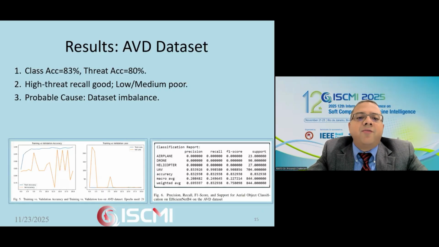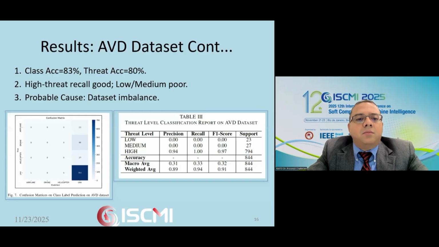The results we obtained for every dataset are about 83% object classification accuracy and 80% threat level accuracy. However, due to dataset imbalance, the model heavily favored high threat samples. We noticed that for high threat, recall is excellent for every dataset, but low and medium threat recall is extremely poor. Many misclassifications occur in non-high threat classes, and this highlights the limitations of every dataset itself.